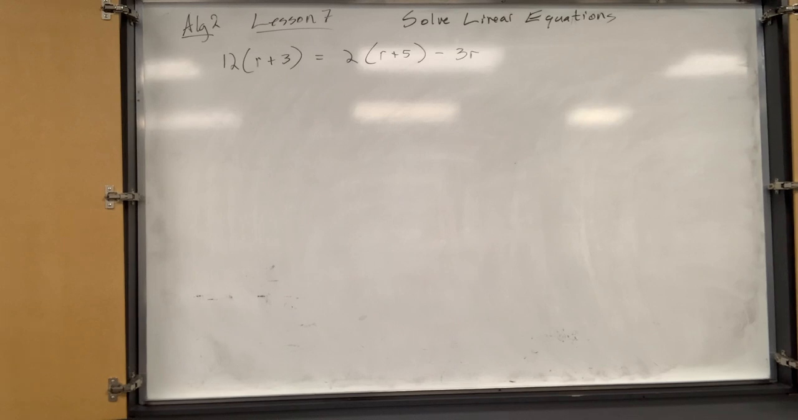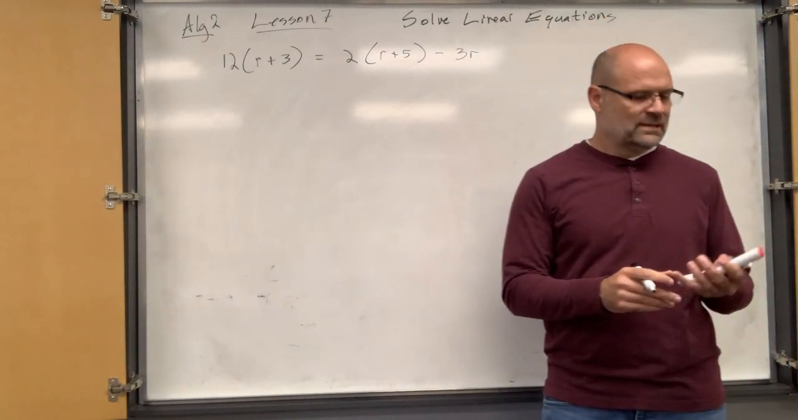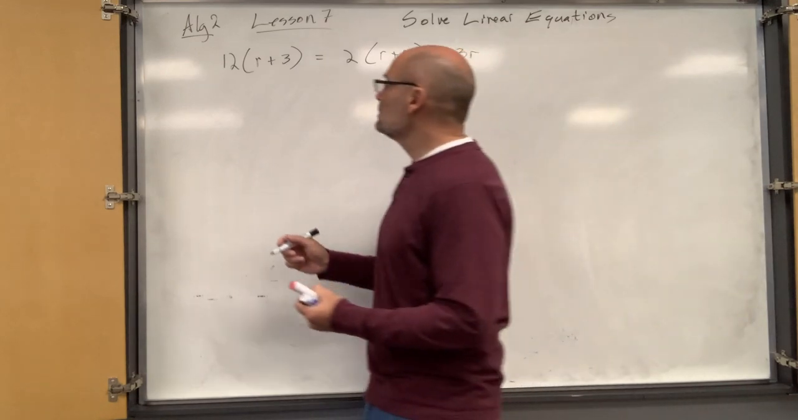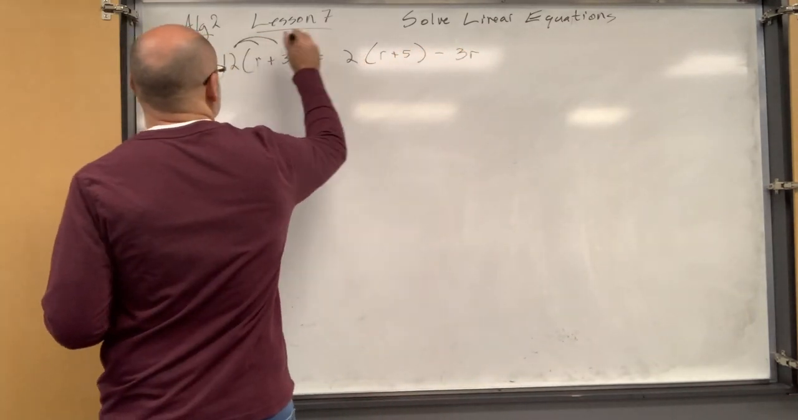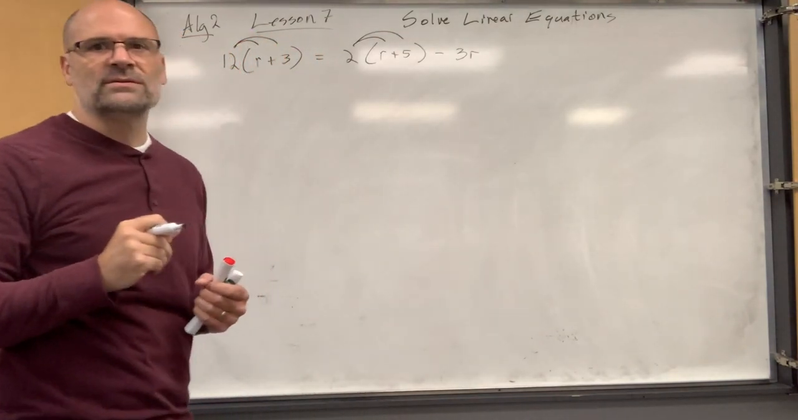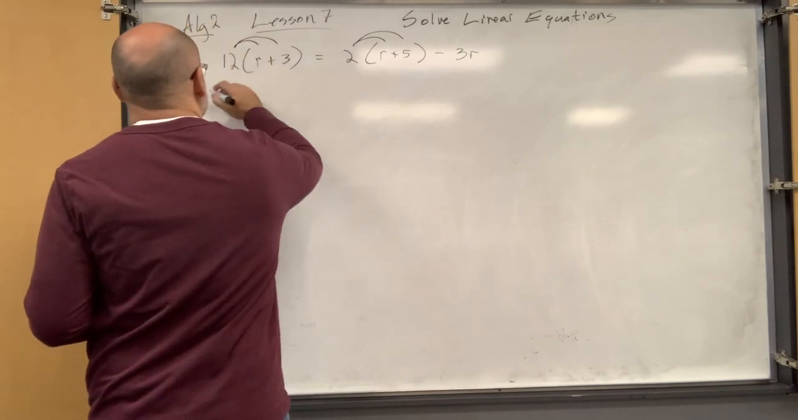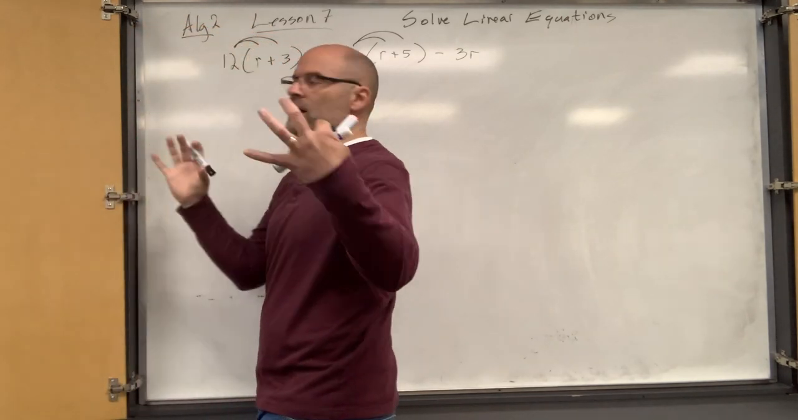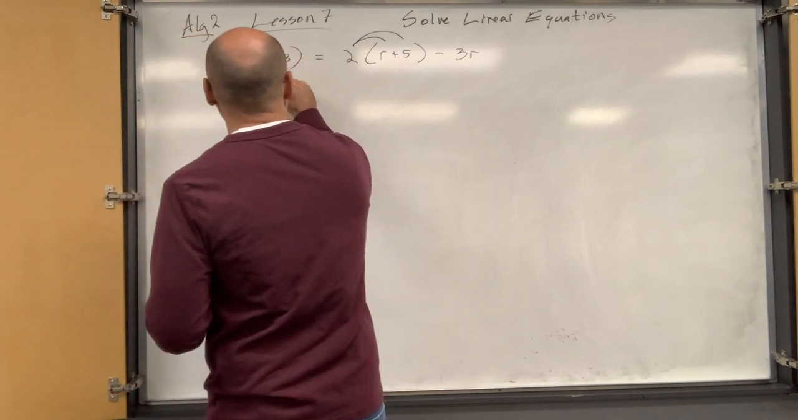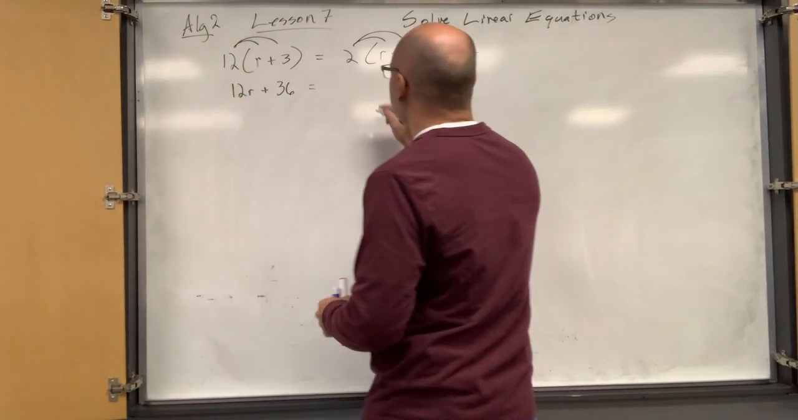Okay, what's the solution to removing parentheses most of the time? How do you get rid of those parentheses? Distribute. So we're gonna draw little rainbows. Or what'd you call them, Avery? Hooks. Hooks? They look more like rainbows, but whatever. So 12 multiplied by R, squish it together, 12R. 12 multiplied by 3, 36. The parentheses are gone. Now we can rest.